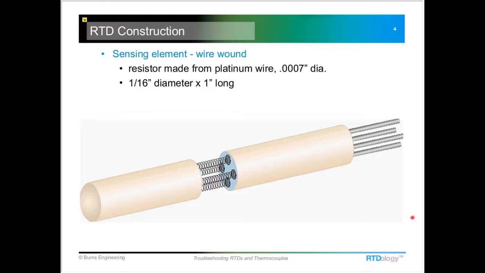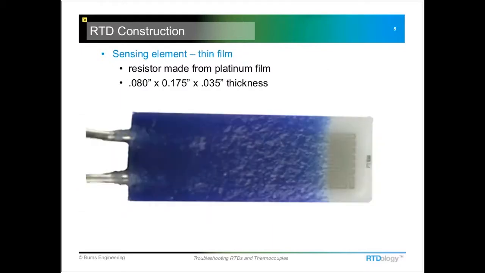Wires of really fine diameter, and most of these sensors are very small. 1/16 inch diameter is very common, and the sensitive length is about 1 inch. The thin film, this is the other style of sensing element.